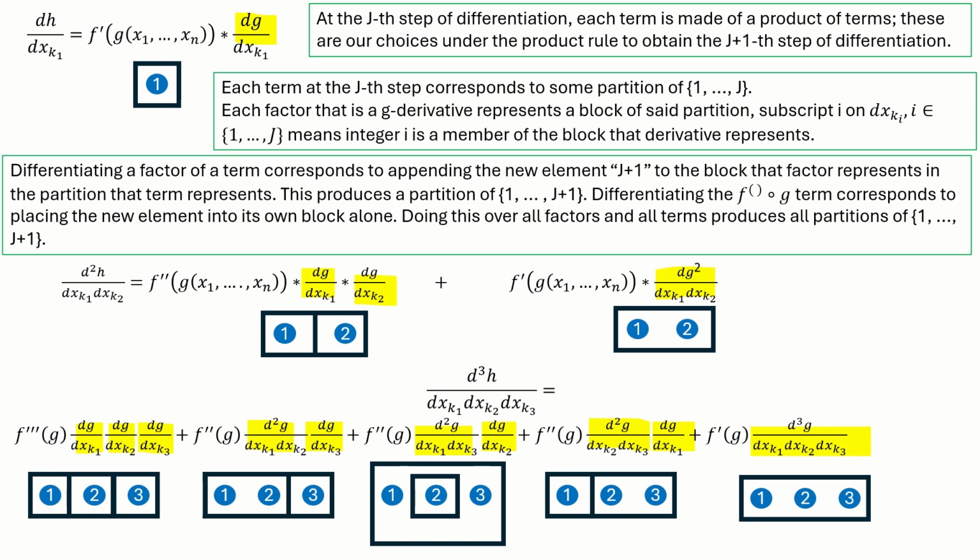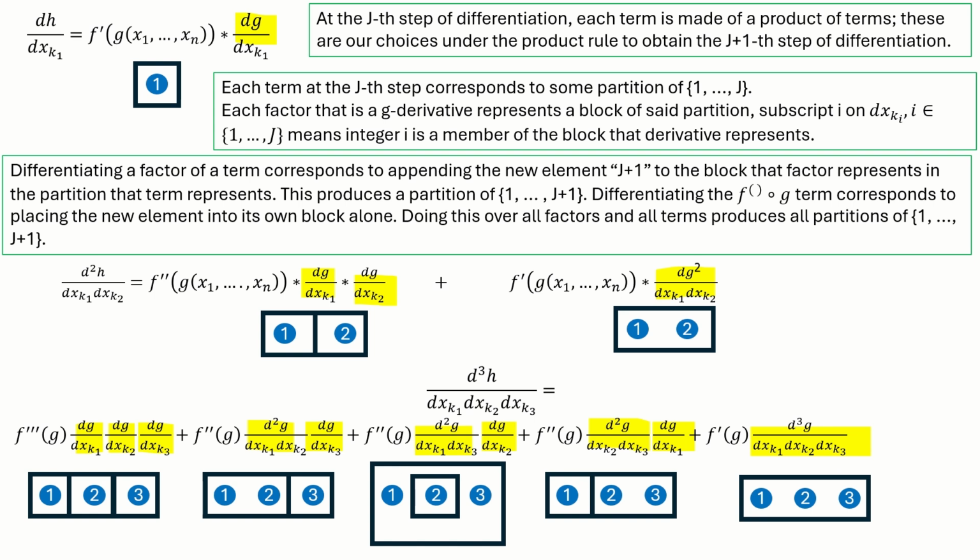These are the ways we just talked about for creating a partition of 1 through j plus 1, starting from a partition of 1 through j. When we do this over all the terms, we'll get a new set of terms that correspond to the set of partitions of the integers 1 through j plus 1. Each term will again represent a partition of the set of integers 1 through j plus 1.